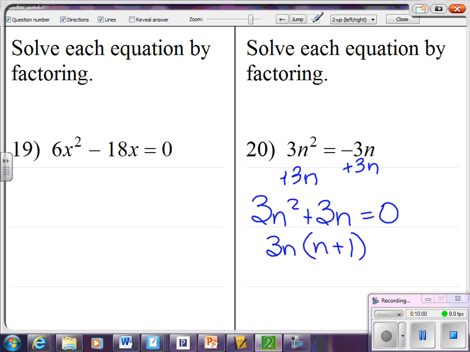1. That's where you messed up. So I get 3n equals 0, n plus 1 equals 0. So n is 0 and negative 1, because you divided by 3, right? That's where you messed up. So we see all of our mistakes. Life is good. Are you good with solving quadratics by graphing and factoring? We're moving on today.